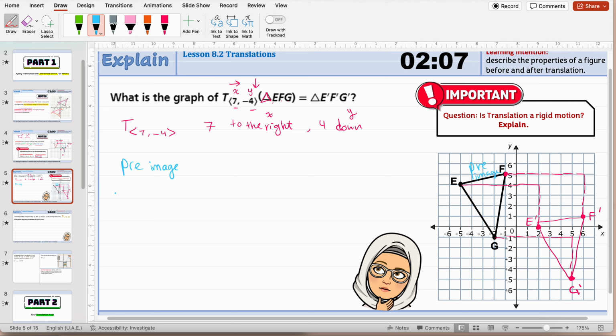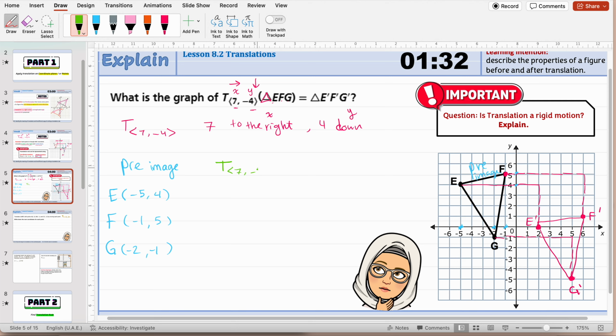So let's start with the point E, then F, then G. Point E is what? Negative 5 on x, 4 on y. So negative 5, 4. Point F is negative 1 on x, 5 on y, negative 1, 5. Point G is negative 2 on x, negative 1 on y. Negative 2, negative 1.